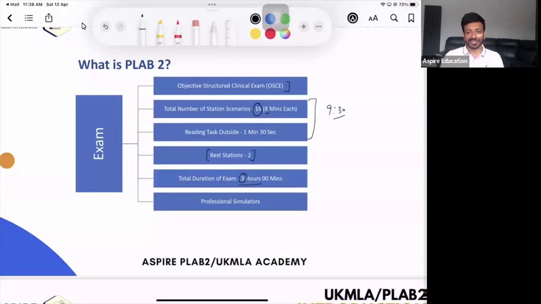PLAB-1 is also 3 hours, but it's an MCQ exam. You're not talking, just using your head. But here you are, of course, using your mind, and you're talking as well. You're using your body language, your expression. So it takes a lot.